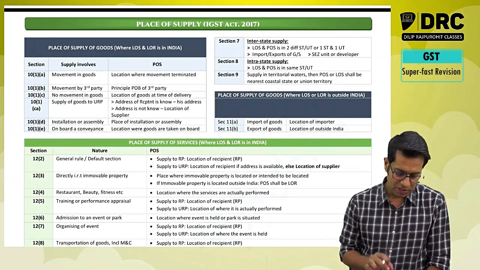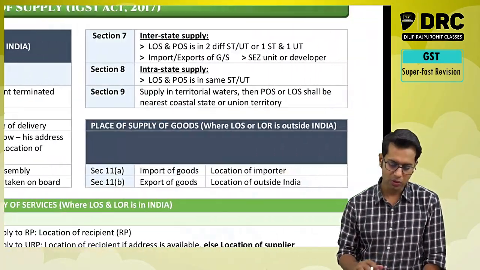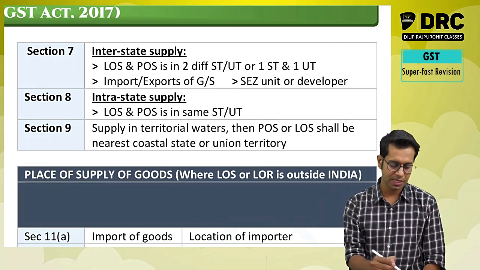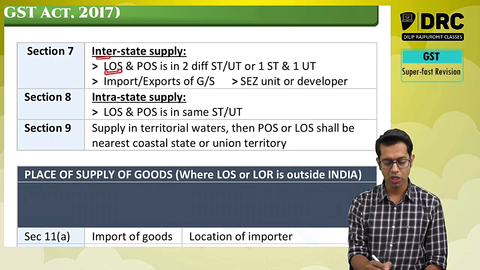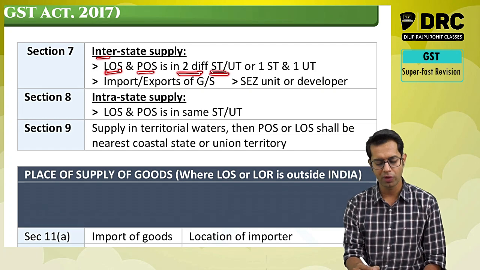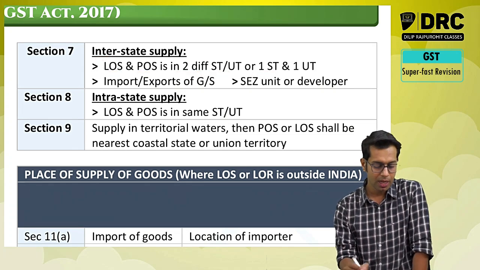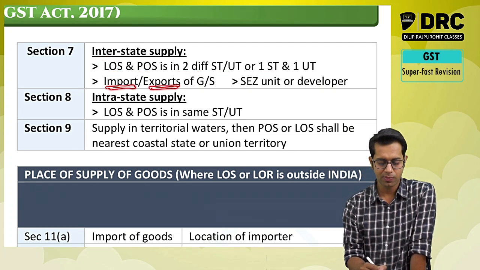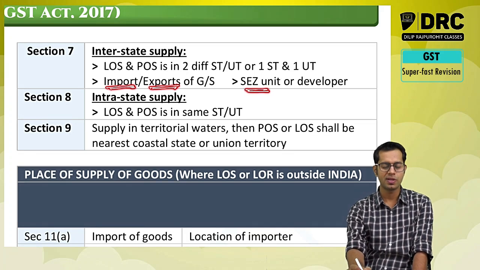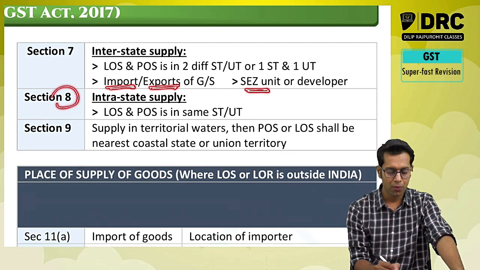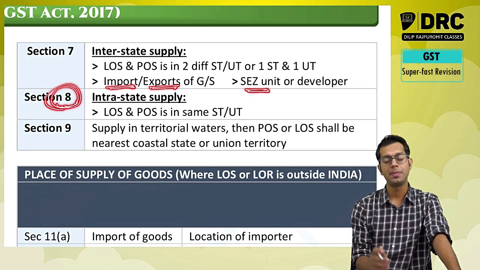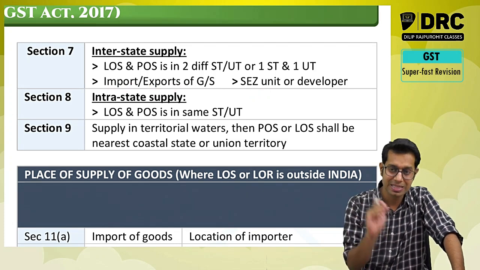IGST Act talks about place of supply of goods. Now, Section 7 gives the meaning of interstate supply. Section 7 says interstate supply means where the location of supplier and place of supply is in two different states or two different union territories, or it is a case of import or export of goods or services, or it is a case of supply to an SEZ unit or SEZ developer, then it will be called an interstate supply. Intrastate supply means the location of supplier and place of supply is in the same state or same union territory.